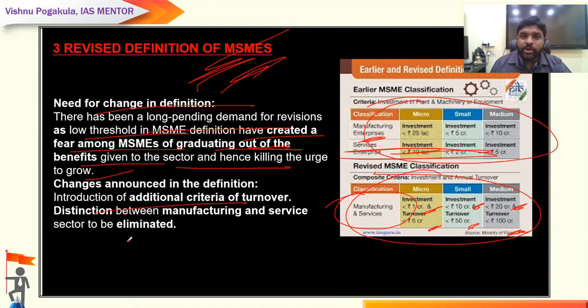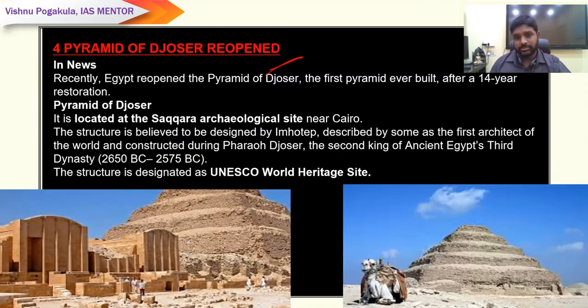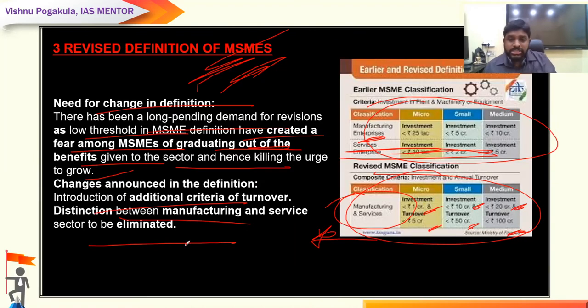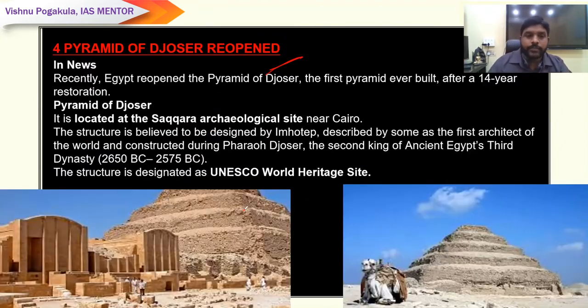Introduction of an additional criterion of turnover is one major thing that happened in the revised MSME. The distinction between manufacturing and services sector is eliminated under this revised MSME sector. So you have to remember these points for your prelims. What is this? Investment up to 1 crore, turnover up to 5 crore; small, investment up to 10 crore, turnover up to 50 crore; investment up to 20 crore, turnover up to 100 crores is the revised MSME.